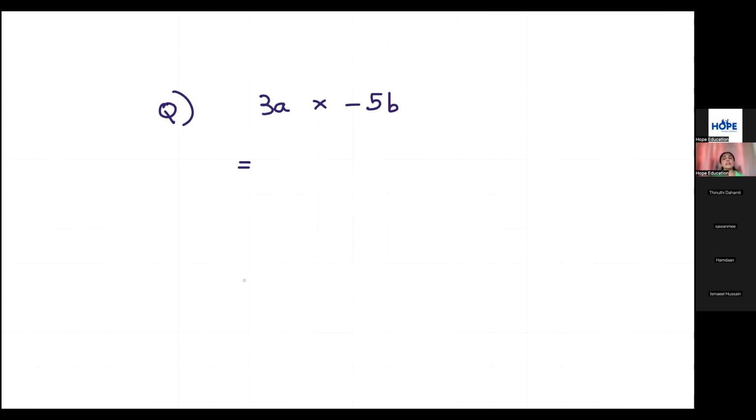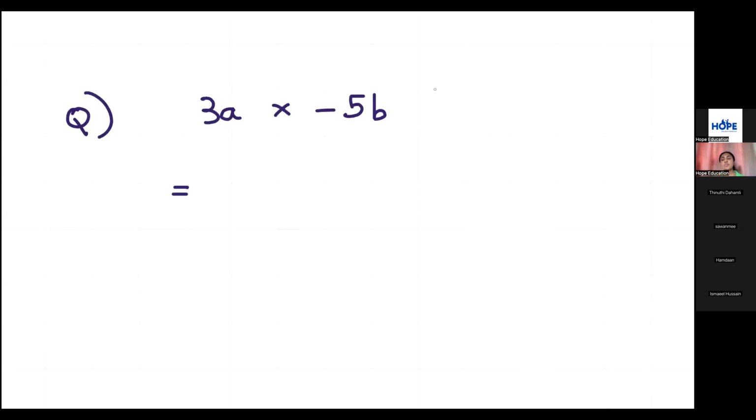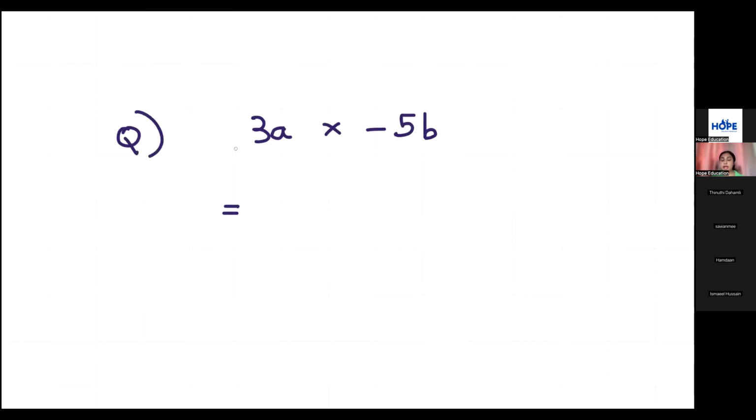First of all, we multiply the numbers. When you have two different terms where you have to multiply, you first multiply the numbers. 3 times 5 is 15. Then you multiply the letters. A times B is AB. And finally, you multiply the signs. Here the sign is plus, here the sign is minus. Plus times minus, the answer gets minus. So it's minus 15 AB.